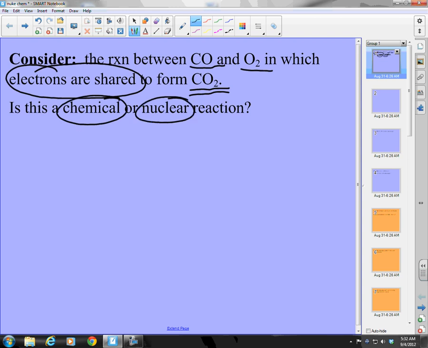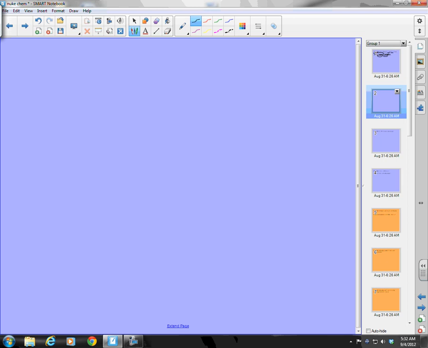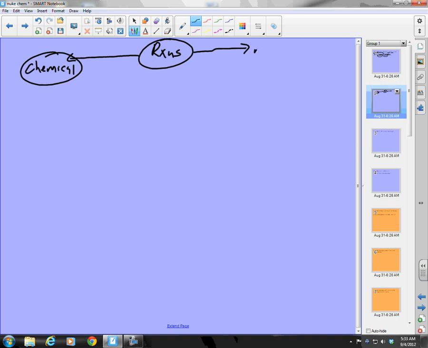Okay, I think we need some notes on this. So let us begin here and let's talk about reactions a little bit. And in chemistry, there are really two types of reactions that we discuss. The first are chemical reactions. And we'll spend a bunch of time talking about chemical reactions later. And there are nuclear reactions, and we're going to spend the rest of this chapter talking about them, the rest of this unit.